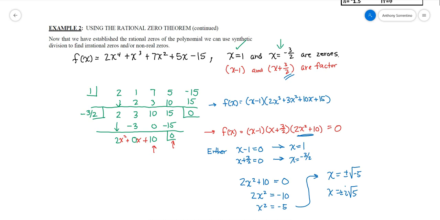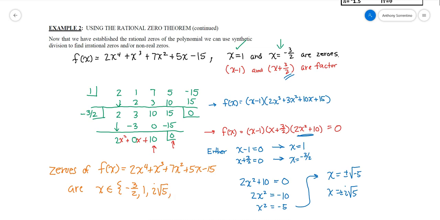So if I wanted to state at the end here, my zeros are x, and I'm just going to write it as a list. I have -3/2. I have 1. I have i square root 5. And I have -i square root 5. That's a list of 4 zeros, which is how many I expect. That's my solution set.